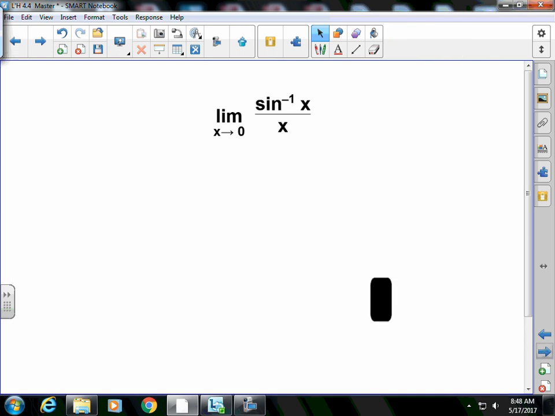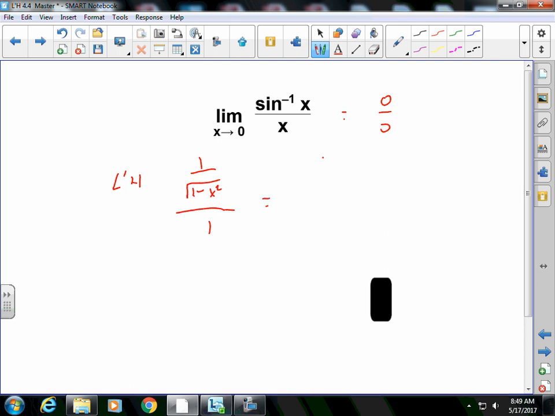Here's another. I'm going to evaluate that. The arcsine of 0 is 0, and 0 in the denominator, so it's a L'Hopital's problem. So I apply L'Hopital's. You are supposed to know how to take the derivative of arcsine. That's 1 over the square root of 1 minus x squared. Derivative of x is 1, so I want the limit as x approaches 0 of 1 over the square root of 1 minus x squared. I put 0 in for x, and I get 1, as you can see.